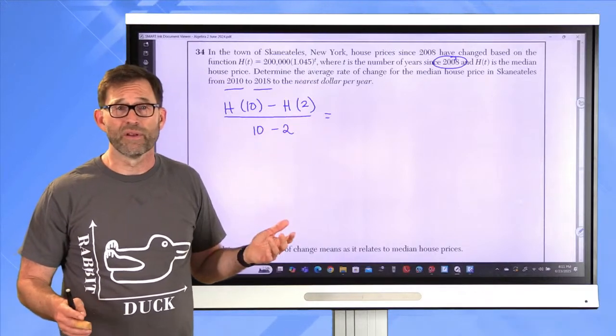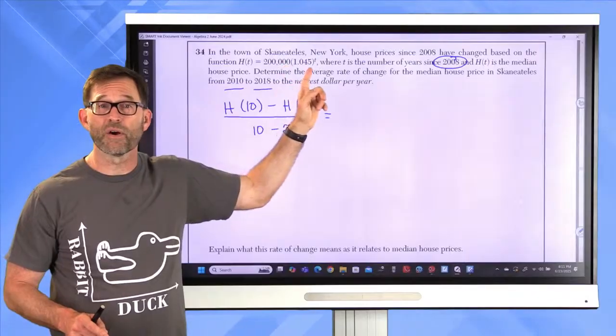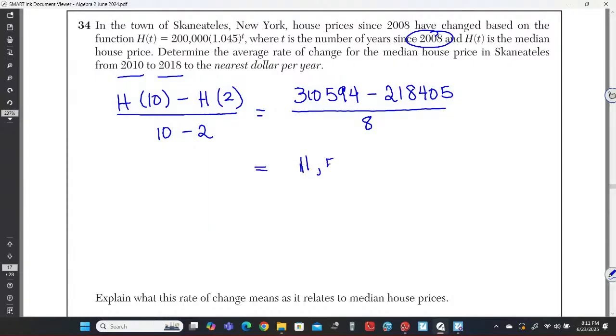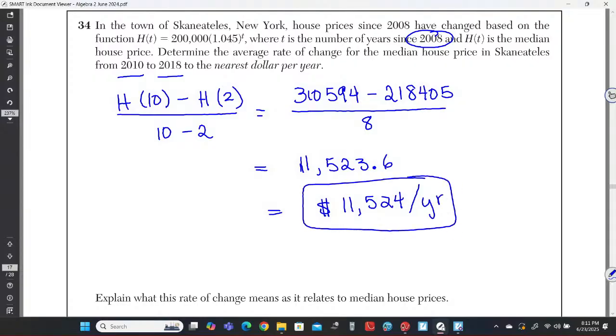Now it's like a real number plugging game, right? I want to put 10 into this function and get a value, and that's kind of ugly, but it is what it is. It's 310,594 to the nearest dollar, which should be good enough. H of 2 is 218,405. And then, of course, that's over 8 years. So if I do that calculation, that's 11,523.6, which should be $11,524 per year. So there is our average rate of change.